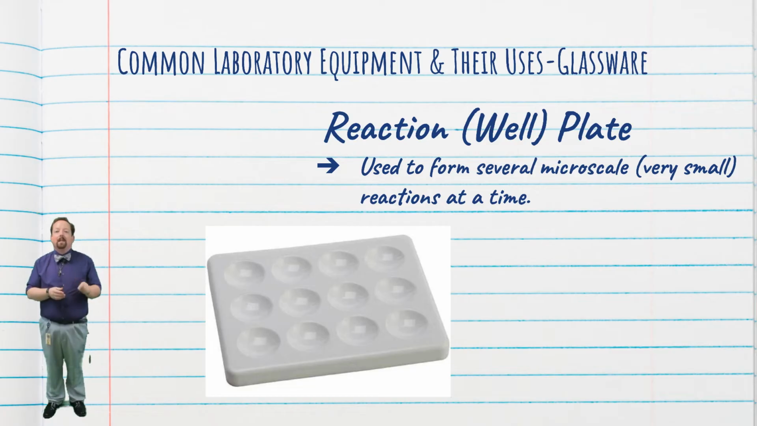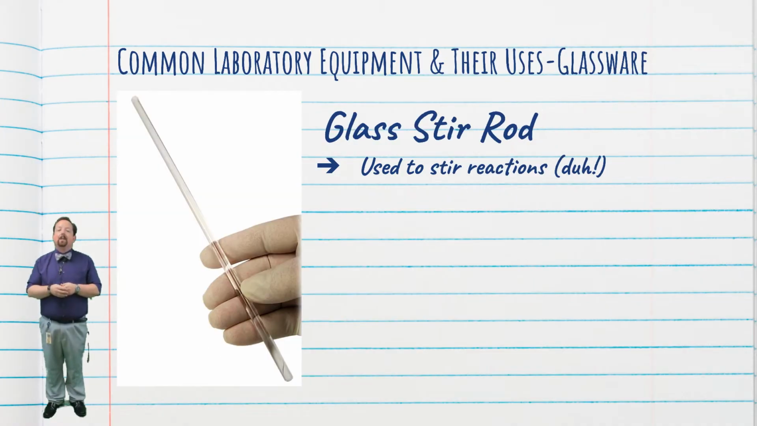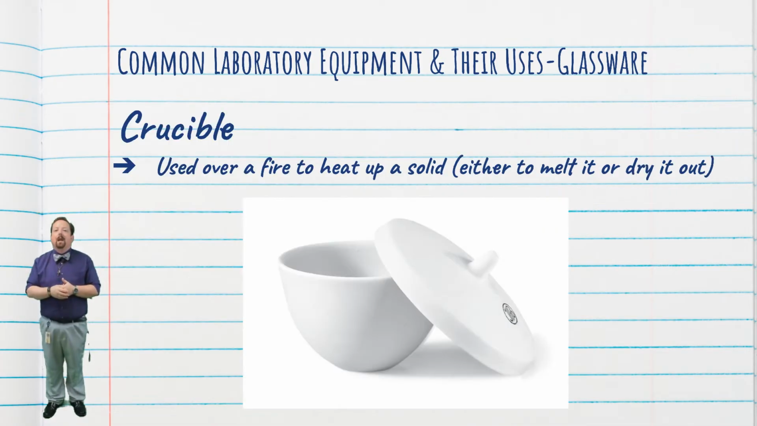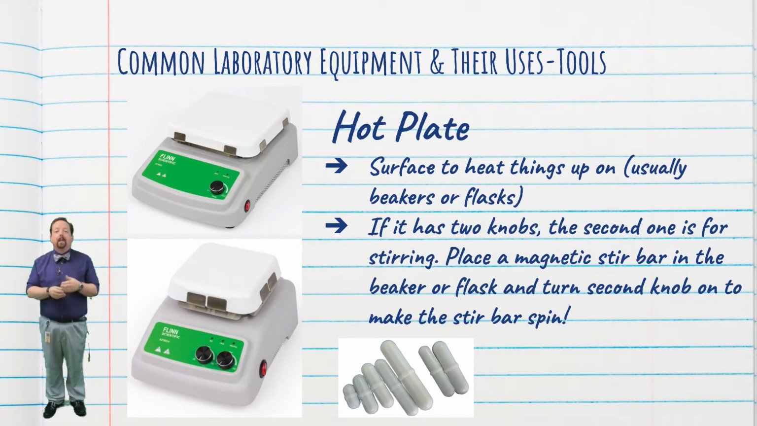Reaction plates have small divots in them that allow you to perform several microscale reactions to test for different properties. A glass stir rod is, you guessed it, used to stir things. A mortar and pestle is used to crush things into a fine powder by pushing down hard on the solid crystals with the pestle in a twisting motion. And a crucible is used to heat up a solid over a flame, either to melt it or dry it out. Here's some of the equipment we'll use.